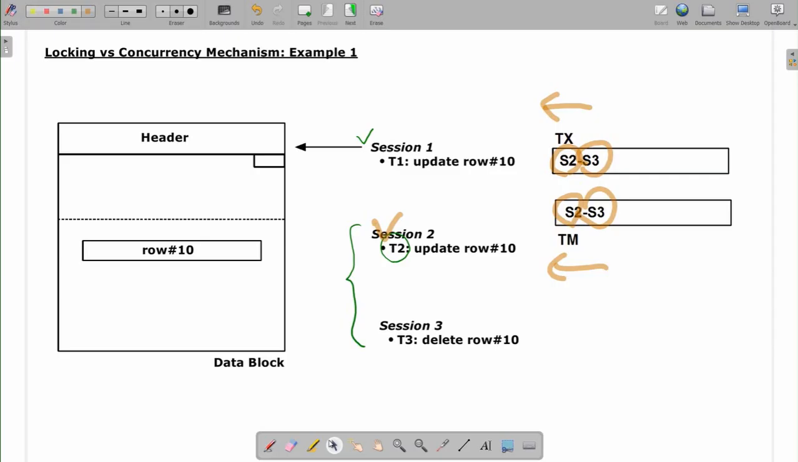And this concurrency mechanism is used not only in a single instance database, but also in a RAC environment. This mechanism is used globally, so a global resource, global concurrency mechanism is used.